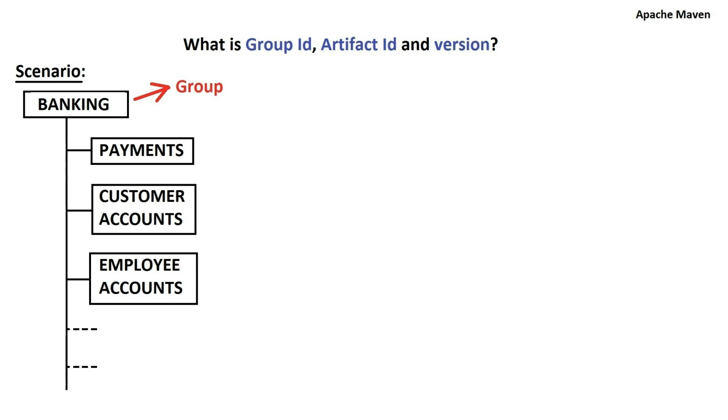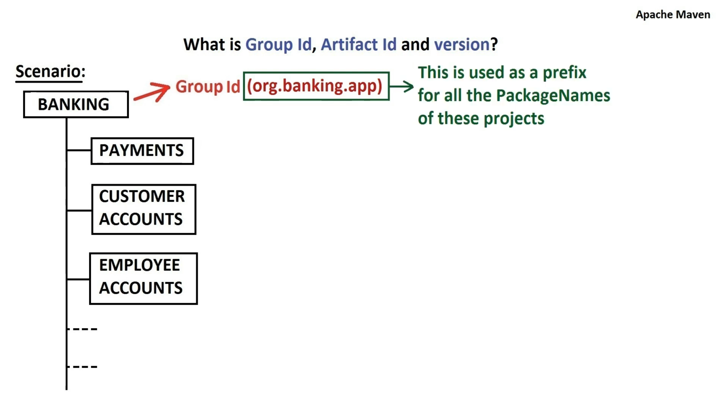Here, in this scenario, banking is the group. It is called with a group ID, which is a package name. So, let's write it as org.banking.app. Therefore, this is used as a prefix for all the package names of these individual projects, as a standard.